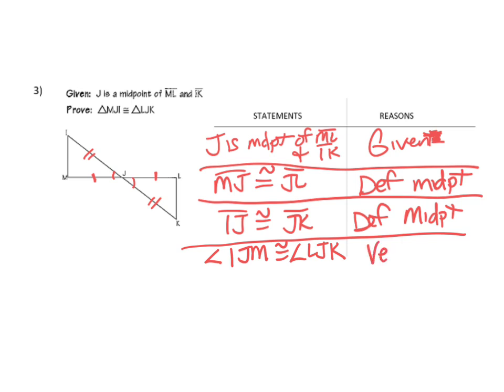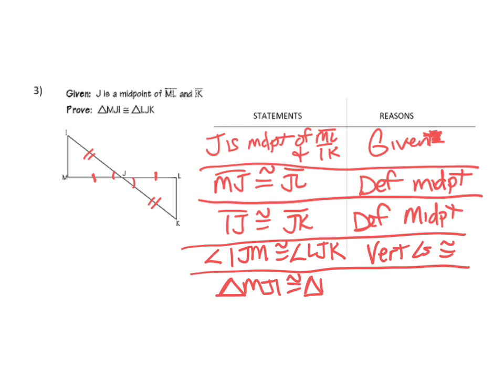Our theorem just states that vertical angles are congruent. That's a third congruence. Let's write our last statement here. So we've got our triangles congruent by triangle MJI congruent to triangle LJK. And this is your last EdPuzzle question on this. Why do you think we can prove these triangles congruent?